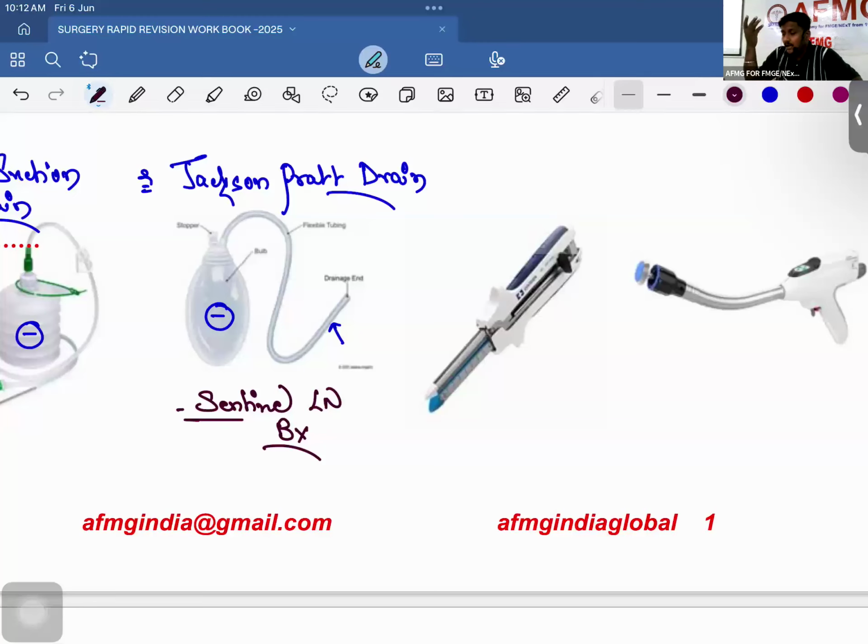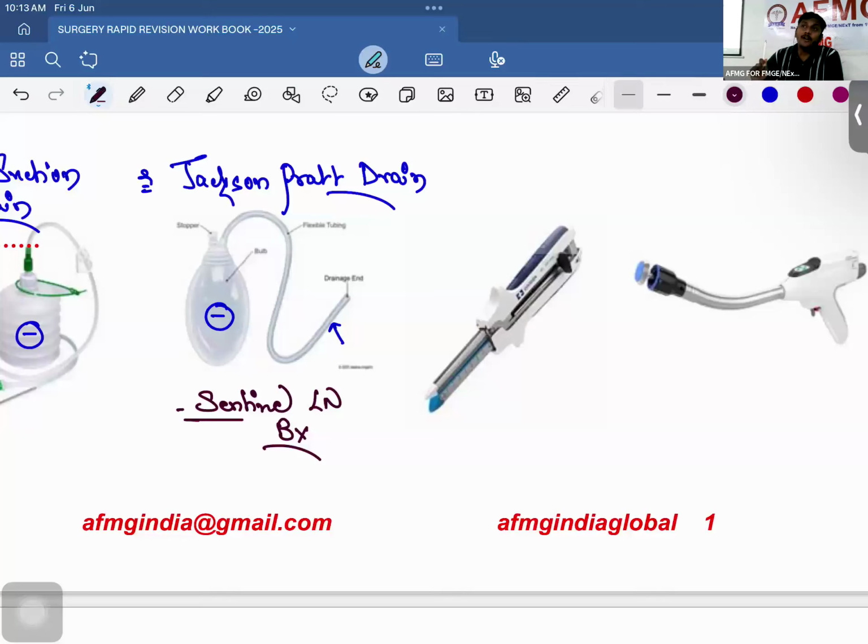That is important. Next, what are the sentinel lymph nodes for urinary bladder cancer? Obturator lymph nodes. What are the sentinel lymph nodes for prostate cancer? Same. In bladder and prostate cancer, the sentinel lymph nodes will be the obturator group of lymph nodes. Beta, it will be the obturator lymph nodes. No issues with this.